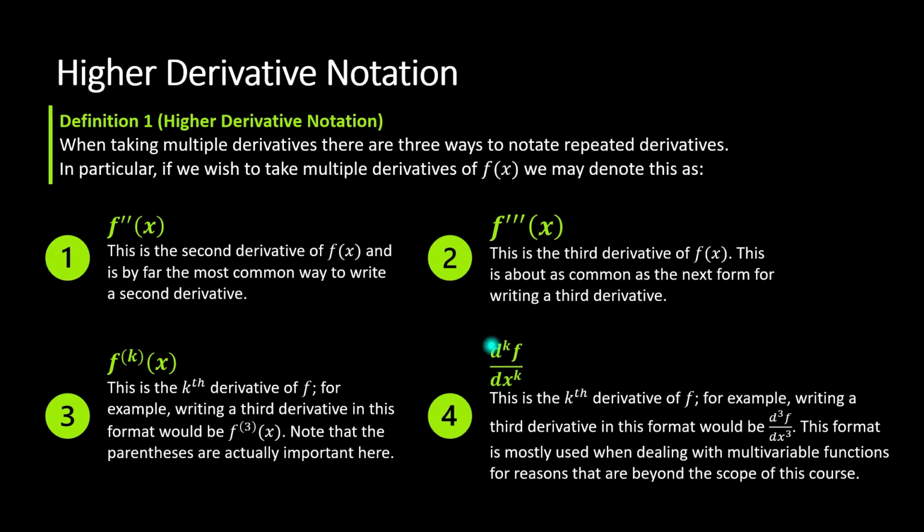Again, where the k goes is actually really important here. So you notice that the k is on the d in the top, but on the x in the bottom. So this tells you it's the kth derivative on the top, and the bottom is telling you it's with respect to x each of those times.